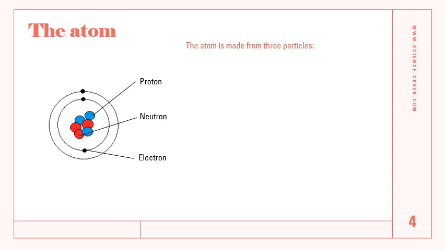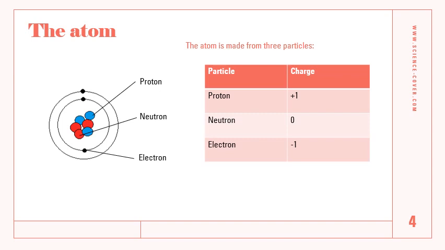Each particle has a different charge. The proton has a charge of +1, a positive charge. The electron has a charge of -1, a negative charge. And the neutron has a charge of 0, so it doesn't possess a charge.